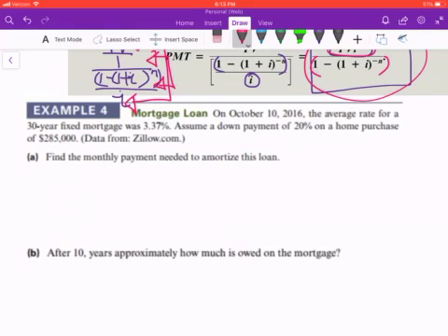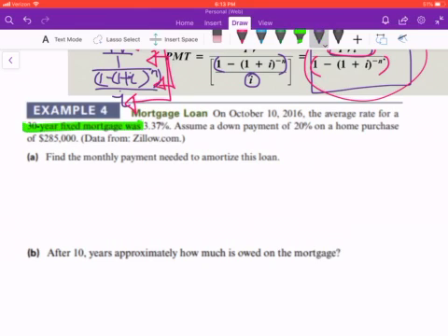Example 4 talks about a mortgage loan. It says, on October 10, 2016, the average rate for a 30-year fixed mortgage was 3.37%. Assume a down payment of 20% on a home purchase of $285,000. Find the monthly payment needed to amortize this loan. I want to say that a 30-year mortgage is like the most typical home mortgage there is.